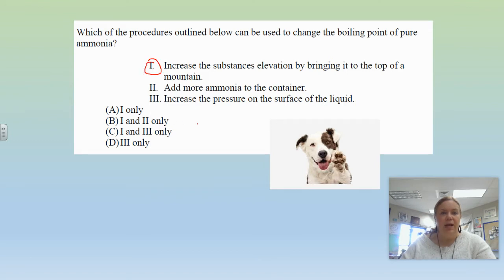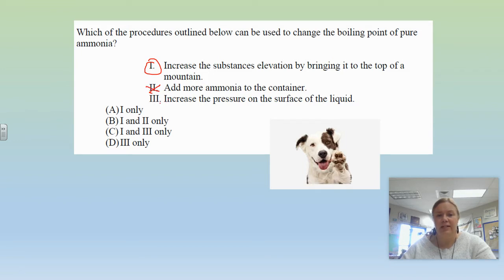Add more ammonia to the container. This is what we want to think about. It doesn't matter if you have a teaspoon of ammonia or 2 liters of ammonia. Will that change the boiling point of ammonia? It won't because it's pure. As long as it's pure and you add more ammonia to the container and you're not adding water to it, it's going to be just normal. So that will not affect the boiling temperature whatsoever.